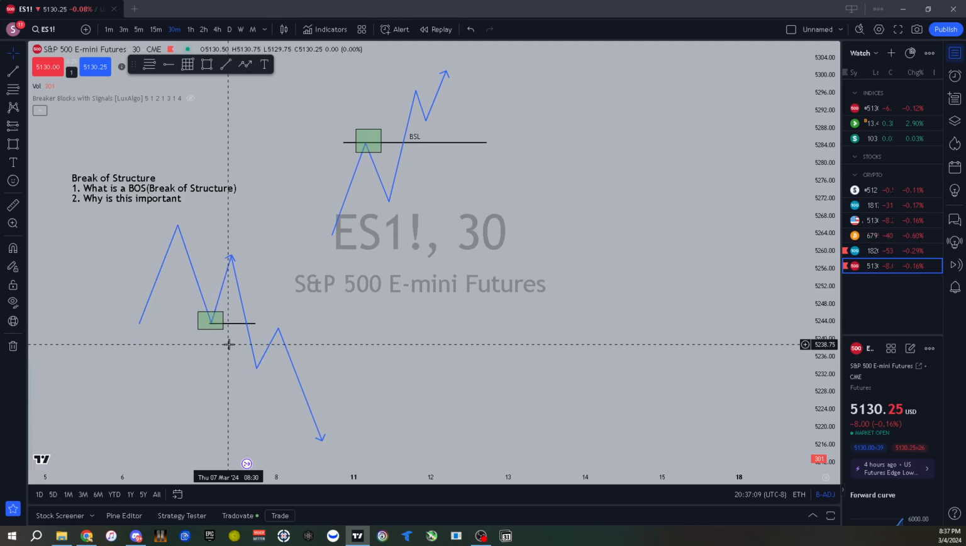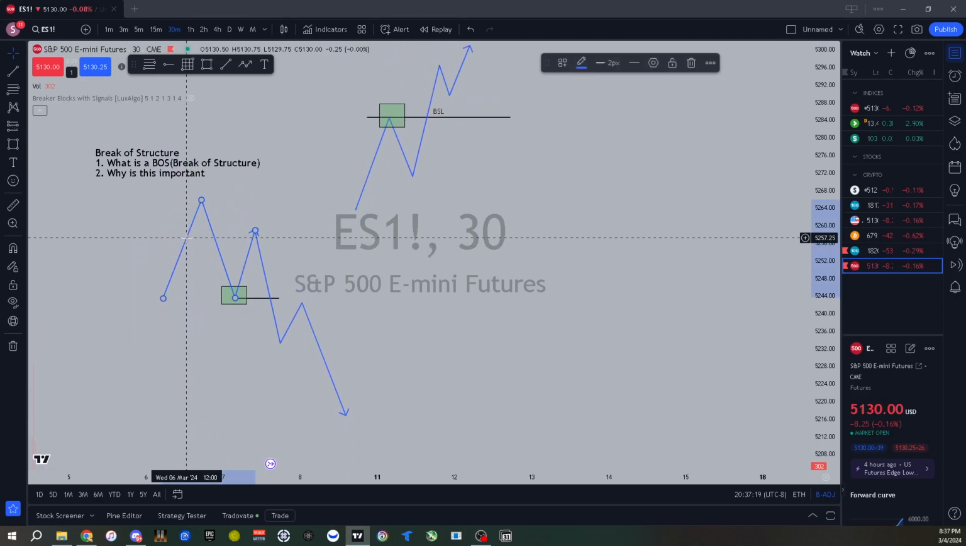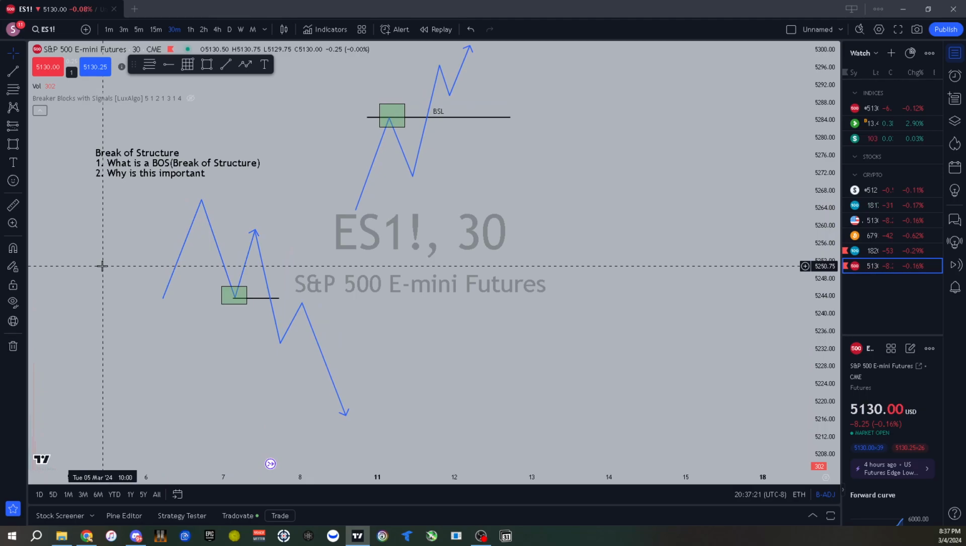And I'll go over that in a second. But we broke structure to the downside. We candle closed below this low that was put in. And now we are continuing down. That is a very key part. That is another step in the strategy.